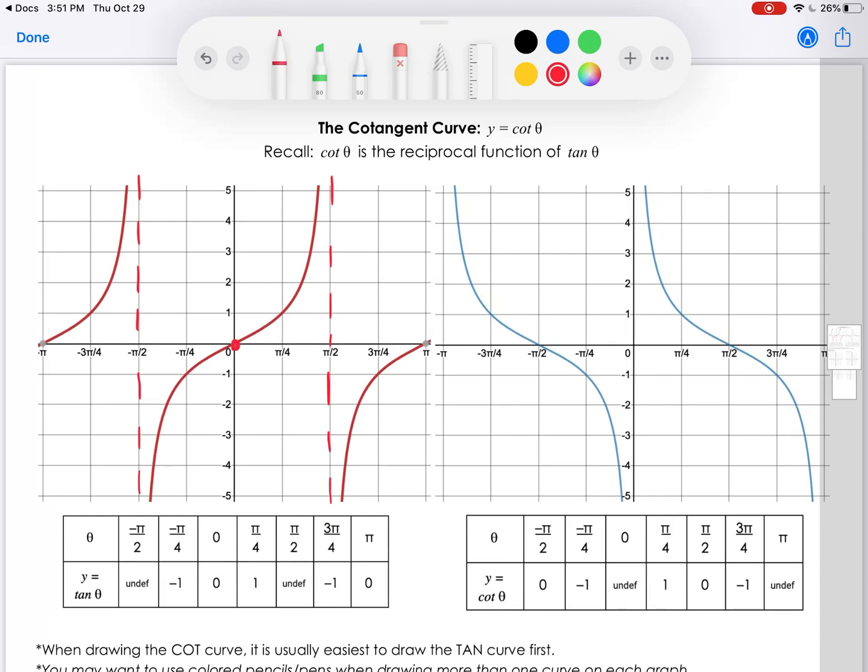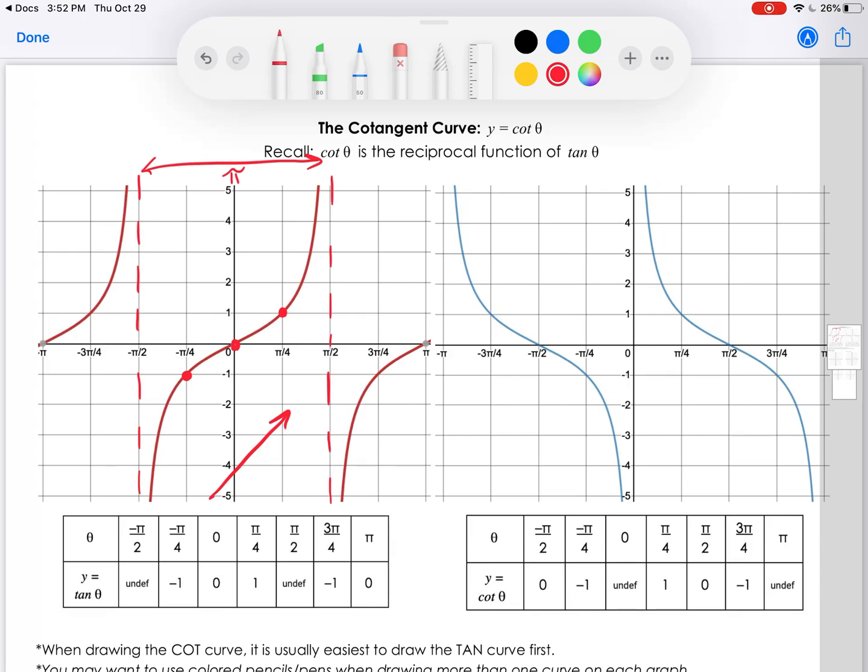So for tangent, we know we have the basic points. We start at the origin. We have asymptotes, so that we have a full period of pi, right? To the left of that origin point is half of the period. To the right is the other half. So we have undefined at negative pi over 2 and at positive pi over 2. We also have points halfway between the origin and the asymptotes, on the left down at negative 1 and the right up at positive 1. And we notice that tangent is always increasing. It's always going up from left to right.